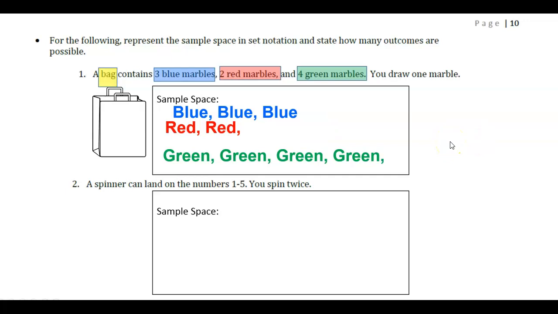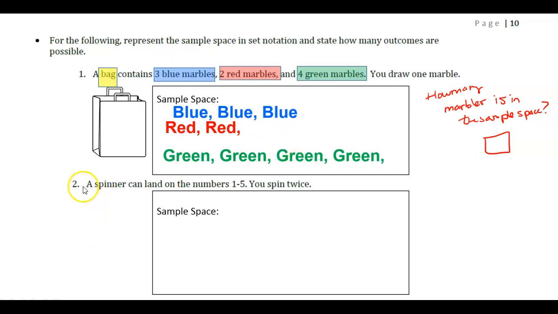And count up how many marbles that is in the sample space. And no, I'm not going to count for you. You are going to do that yourself.